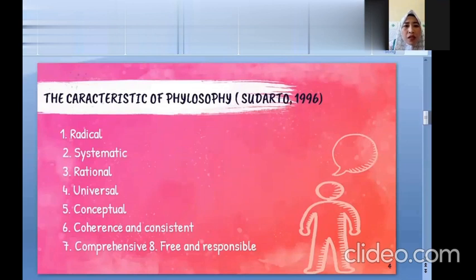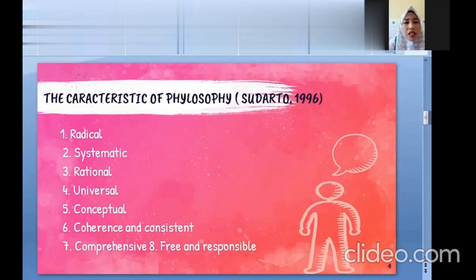Okay, we continue about the characteristics of philosophy according to Sudarto, 1996. There are 8 characteristics of philosophy. The first one is radical. Radical comes from the Latin word radix, which means root. So, the meaning of radical in the character of philosophy means fundamental, to the principle and down to the roots.